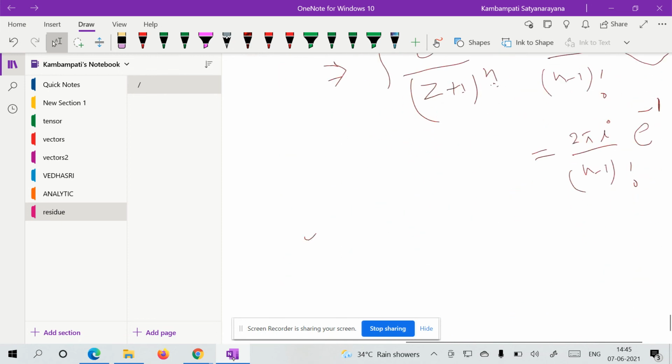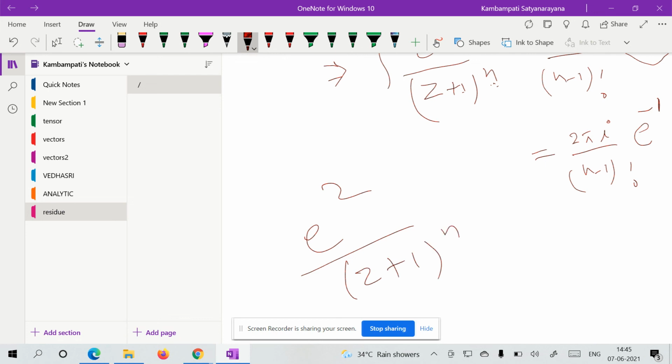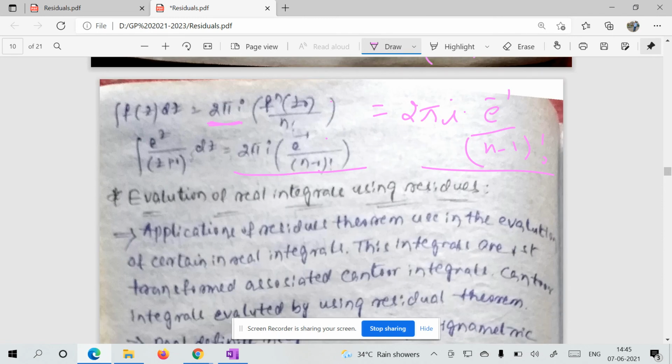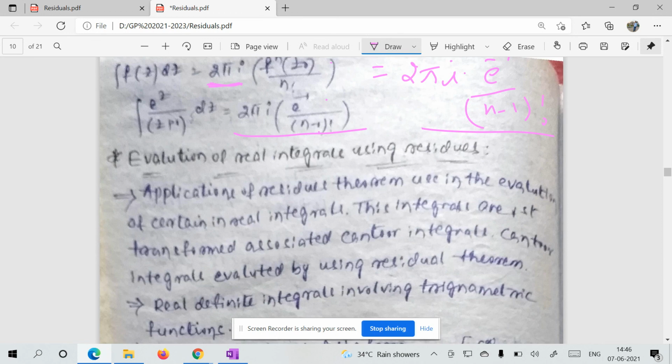e^z only, e^z by (z plus 1)^n is there, so this term we have to take on the left side or right side of the function. This is the procedure to find the integration of f(z) dz using the Cauchy residue theorem. This is a very, very important theorem. We can also find it by using the Cauchy integral theorem.